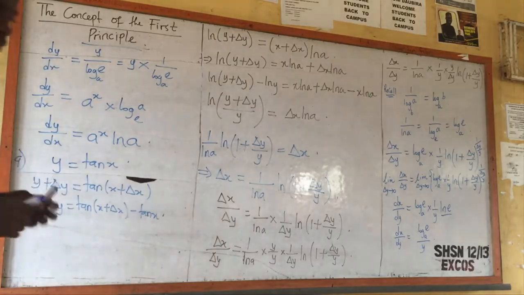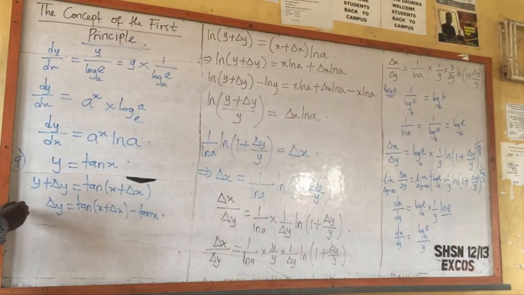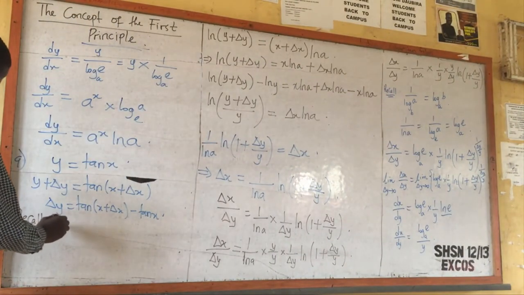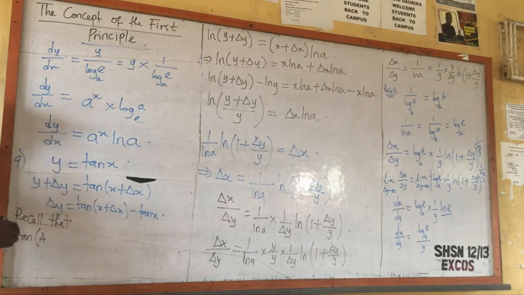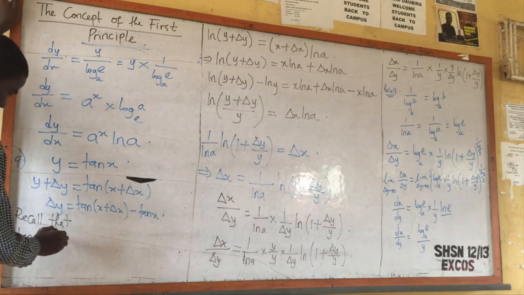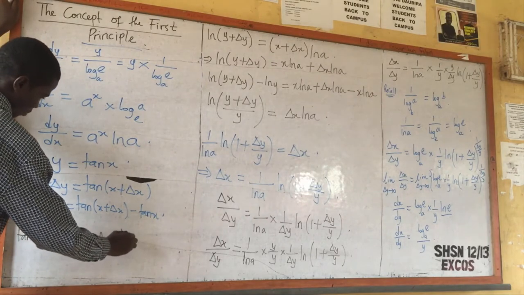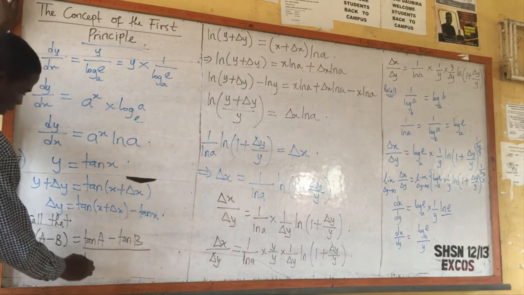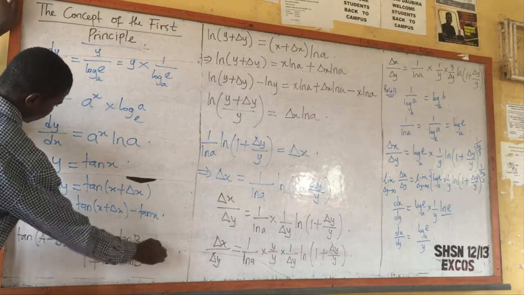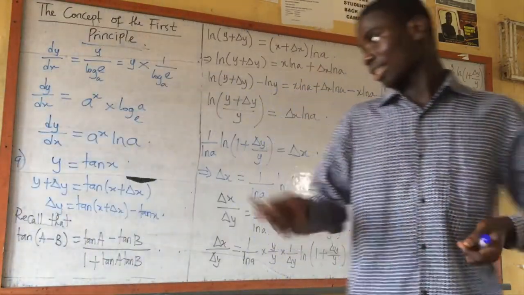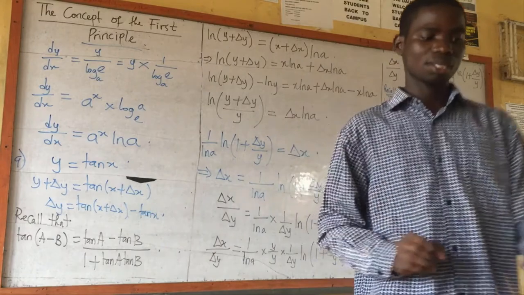Then you will now have to recall from the addition formula. Recall that tan of A minus B is equal to tan A minus tan B all over 1 plus tan A tan B. Recall that.